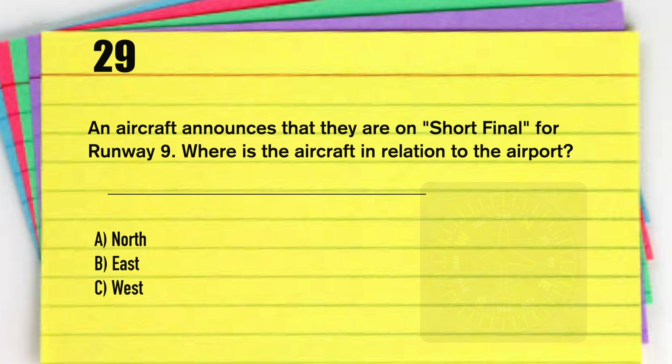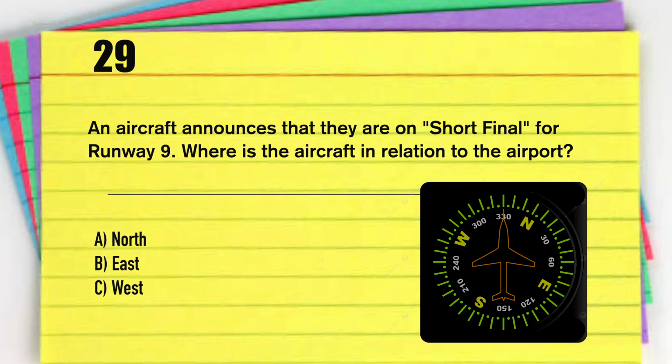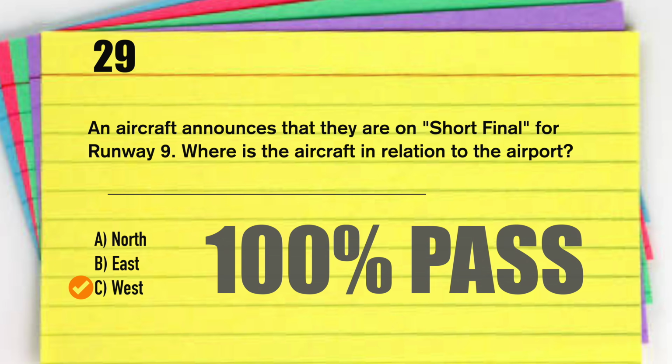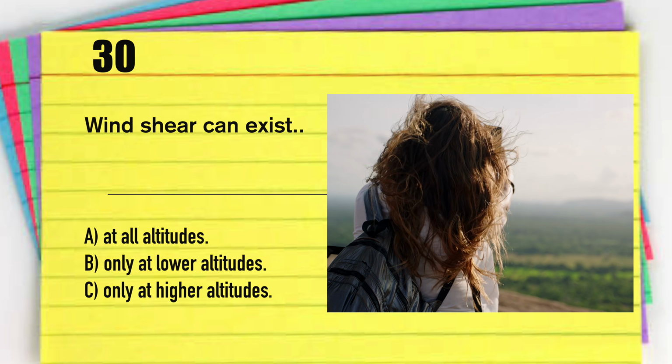So let me ask you this question. Where is the aircraft in relation to the airport? Well, I think you already know that answer, right? And if you follow the example that I just gave you, you won't have any problem answering any question on the exam. Here's an easy question for you.